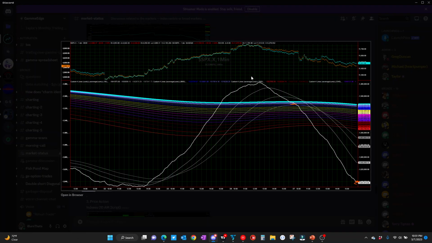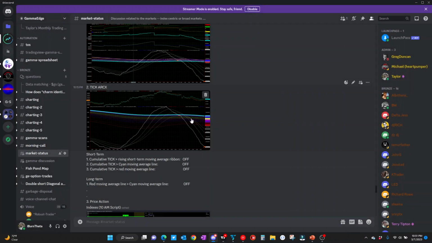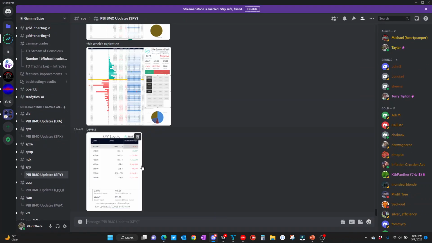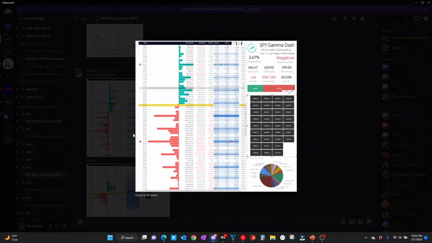Tick ARCX model, again you can see the waterfall move down lower today, persisting throughout the session. The moving average tick is fully inverted and is starting to trend lower. Again, not constructive here. Moving on to the SPY Gamma dashboards from this morning.